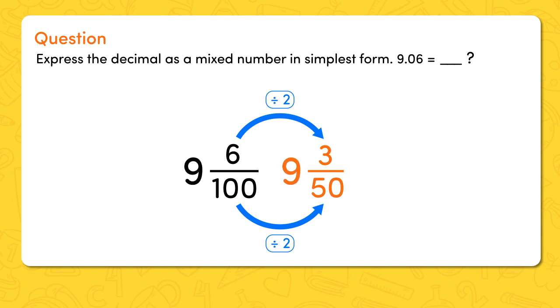Adding on the 9 wholes from before, we have 9 and 3 out of 50 as a mixed number in its simplest form. Did you get the same answer? Well done!